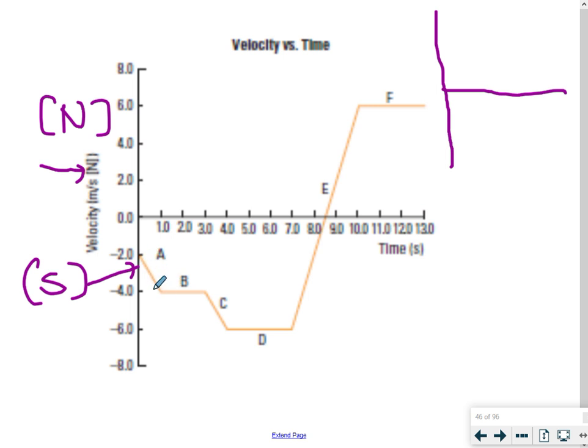And what's happening in section A? Are they going the same speed, or are they getting faster? No, they're going faster because they were going 2 meters per second, and now they're going 4. So if I were to visually represent this, not only are they moving, but they're speeding up. And then what happens now when the line flattens out at B? Are they still in motion? Yep, they're still in motion, but now they're going the same speed again for a little while.